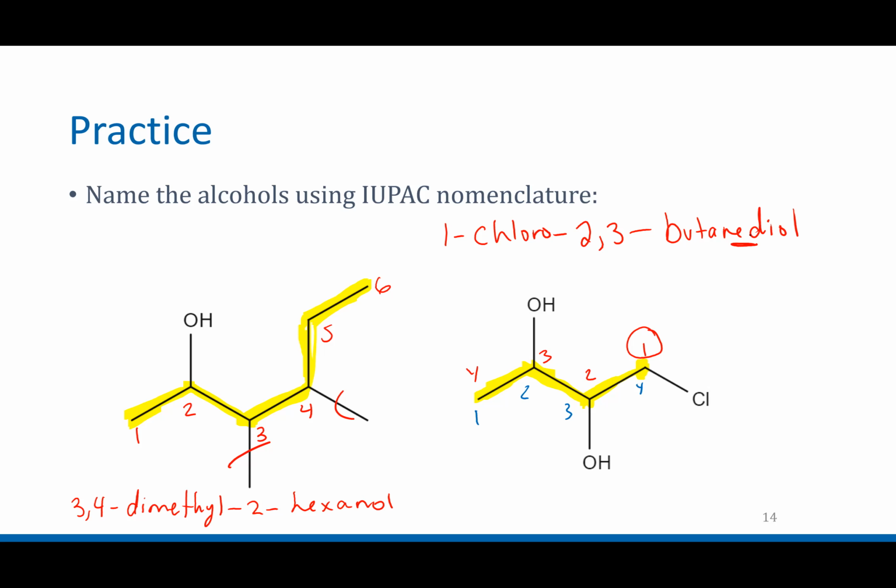I want to see "but", because that means that there's 4 carbons, and I'd be looking for diol. So this would probably be worth 2.5 marks, with each part worth 0.5. I'd give you a mark for the 1 and the chloro, half a mark for your 2 and your 3, half a mark to see the word but, and then another half a mark to see diol. And I'm not concerned about little spelling mistakes, not at all.